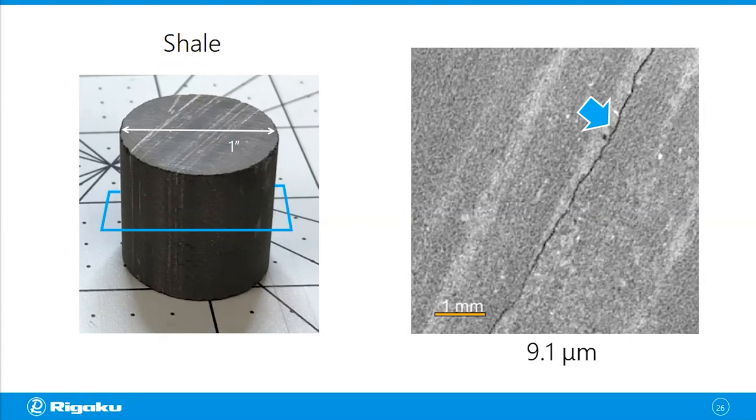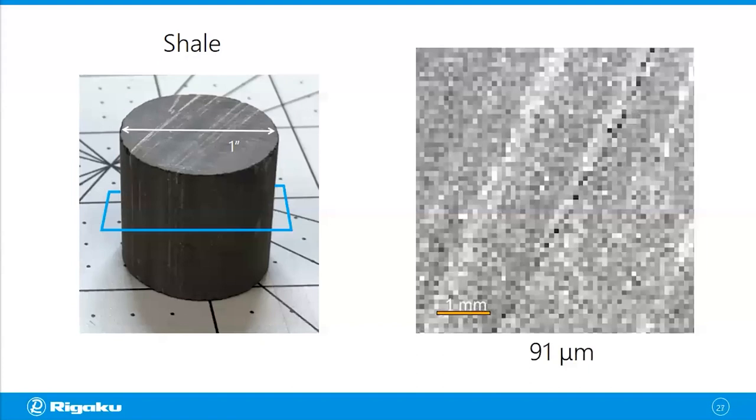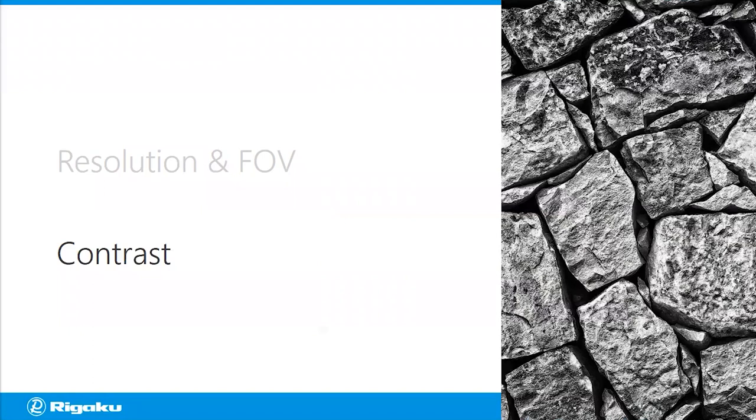Now, if you lower the resolution 10 times, to 91 microns, then the same image would look like this. This is obviously too low of a resolution and you can't really see the crack anymore. So if you're trying to image very thin or narrow cracks or fractures, then it's important to use high enough resolution. So that is that for the resolution and the field of view.